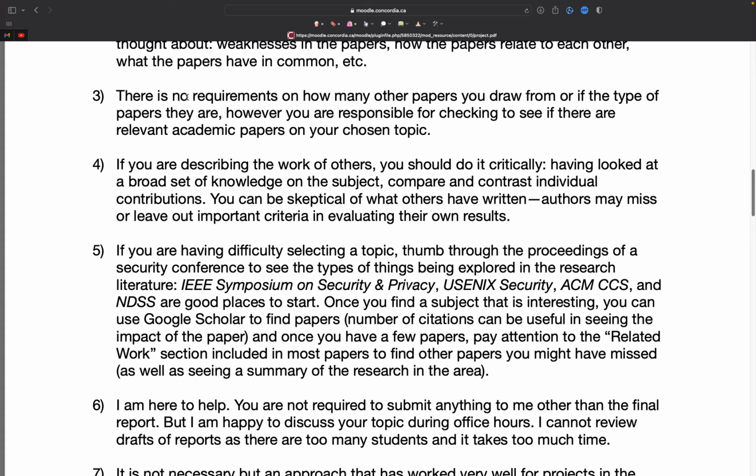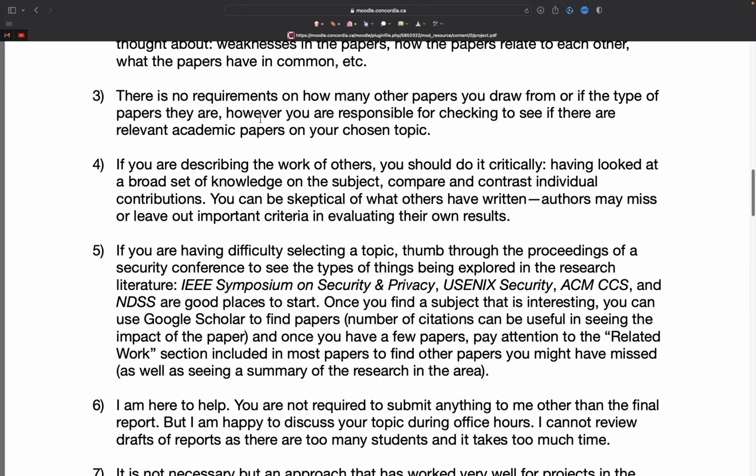So there's no requirements on how many papers. It's not like you have to have three papers or anything like that. So just as you need them, right? Start with the topic, start with the subject, and then pull in papers as you need them. They don't have to be academic papers. Like I said, they can be any high quality source. It could be a podcast, it could be a blog article, whatever. But if you do choose a topic and there are relevant academic papers, you should address that, okay? So you shouldn't ignore the academic papers. The only reason that you wouldn't have the academic papers in your report is because there aren't any, not because you chose not to engage with them.